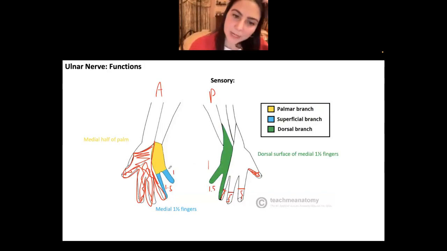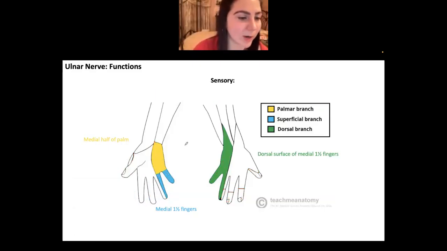So at the end of the day, it does the same thing on the front and the back, right? It's doing the front medial 1.5 fingers, and it's doing the dorsal medial 1.5 fingers. So it's doing the same on the front and the back. It's just different branches. The median nerve is weird and the radial nerve is weird in terms of the hand.